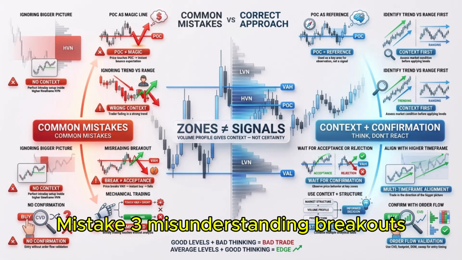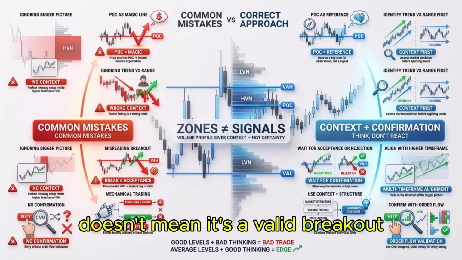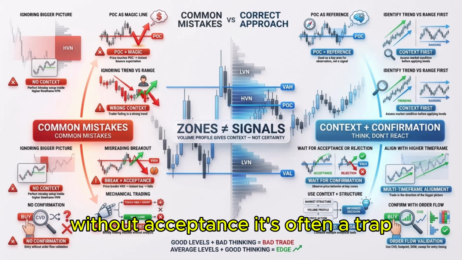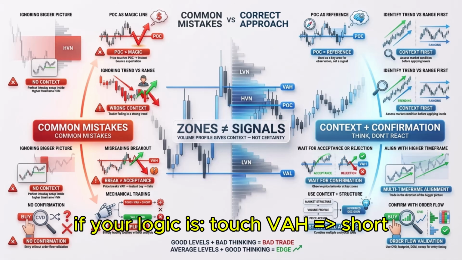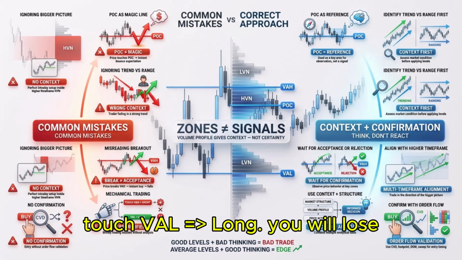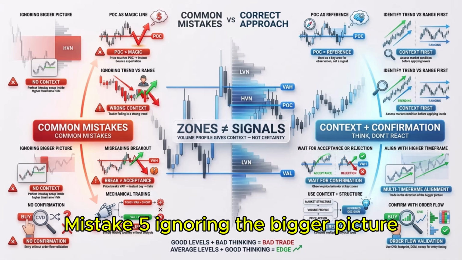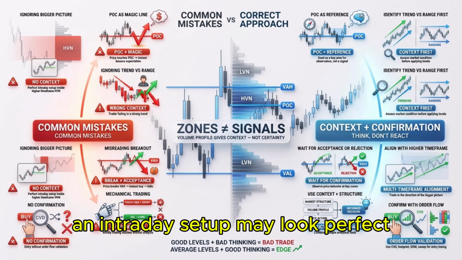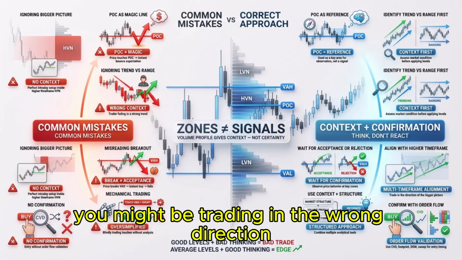Mistake 3. Misunderstanding breakouts. Just because price breaks VAH doesn't mean it's a valid breakout. Without acceptance, it's often a trap. Mistake 4. Using volume profile mechanically. If your logic is touch VAH short, touch VAL long, you will lose. That's an oversimplified approach. Mistake 5. Ignoring the bigger picture. An intraday setup may look perfect, but if it's inside a higher time frame HVN, you might be trading in the wrong direction.